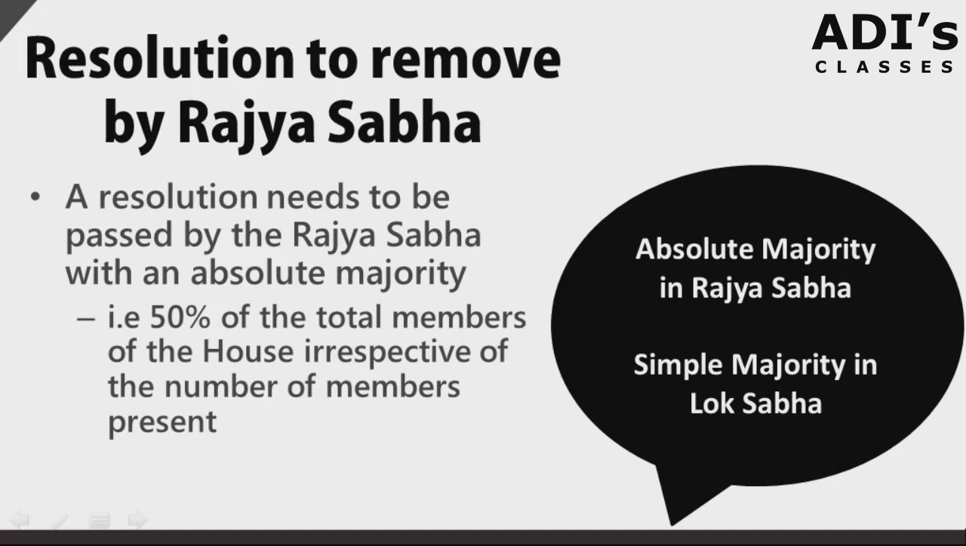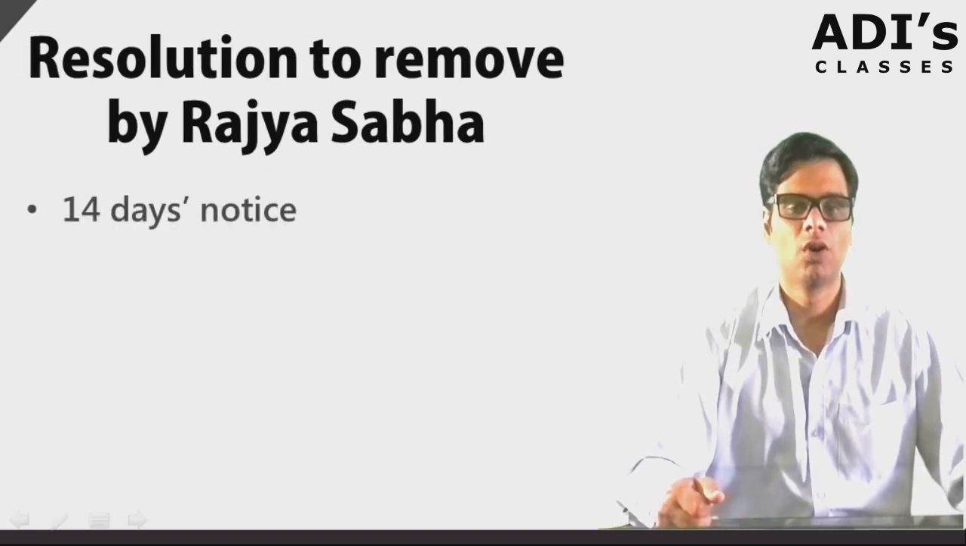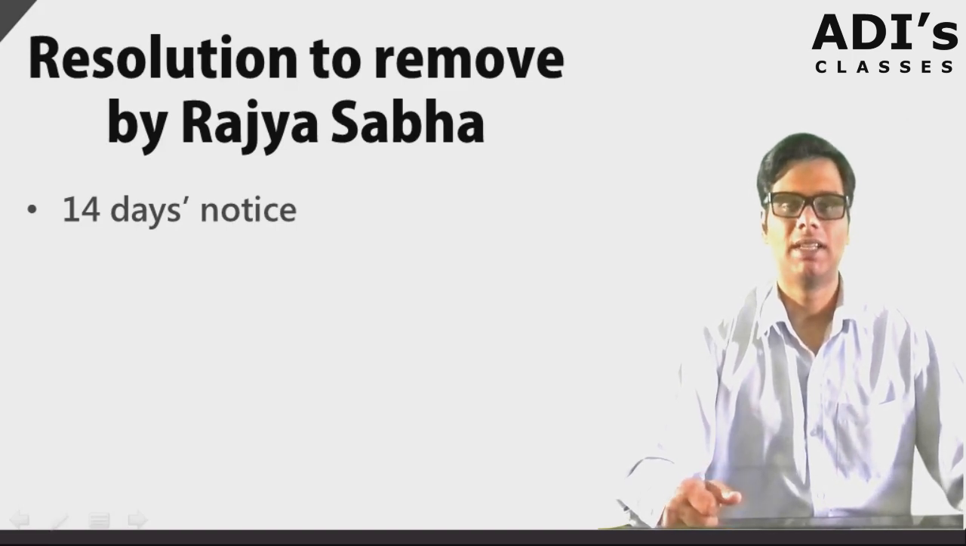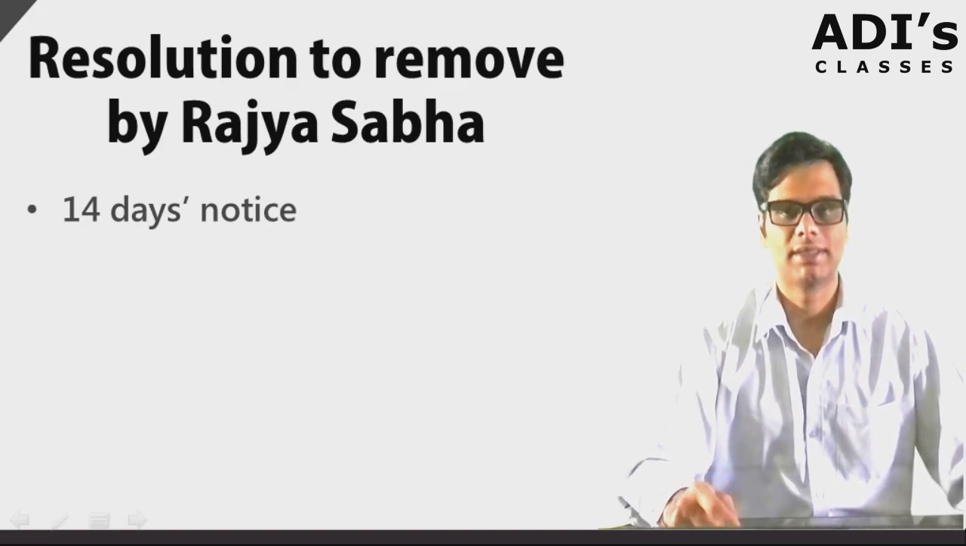The Lok Sabha needs to pass the same resolution with a simple majority, that is 50% of the members present and voting. The resolution begins only in the Rajya Sabha because the Vice President is the chairman of the Rajya Sabha. So the resolution begins in the Rajya Sabha and it has to be passed by the Rajya Sabha with an absolute majority. Once that is done, then it goes to the Lok Sabha where it has to pass through a simple majority. Remember that before such a resolution is brought onto the floor of the Rajya Sabha, the Vice President needs to be given 14 days notice.